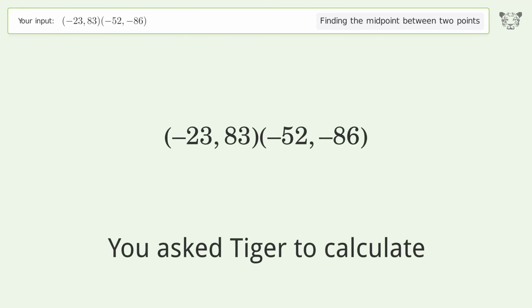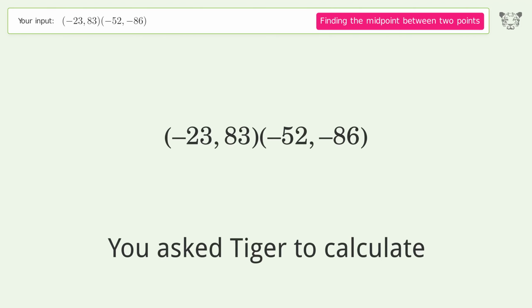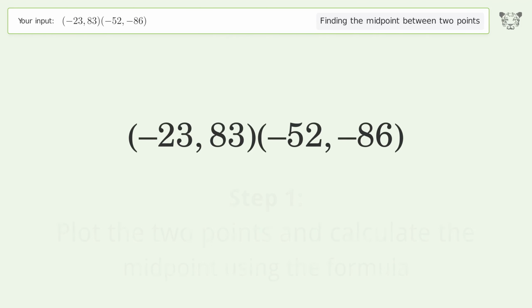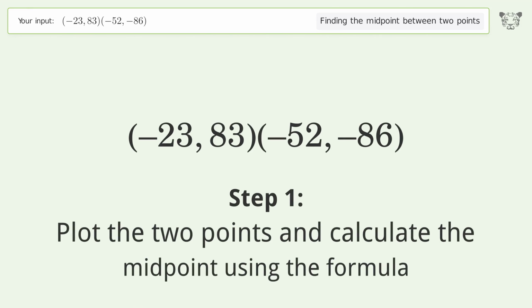You ask Tiger to calculate. This deals with finding the midpoint between 2 points. The midpoint between the 2 points is -37.5, -1.5. Let's solve it step by step. Plot the 2 points and calculate the midpoint using the formula.